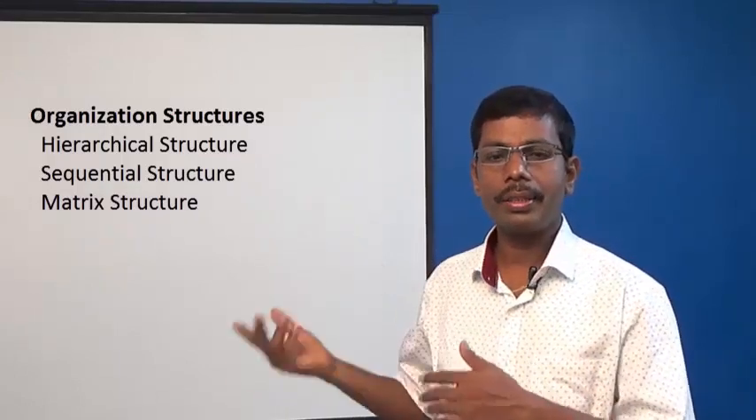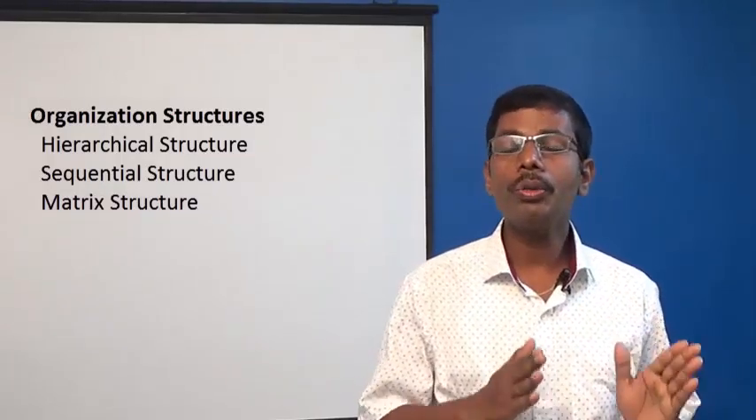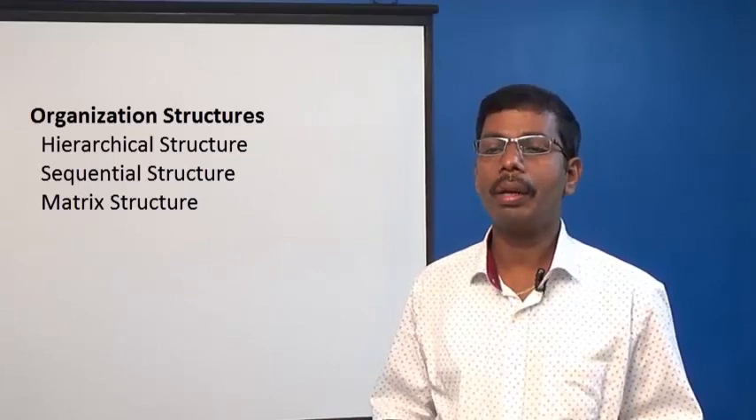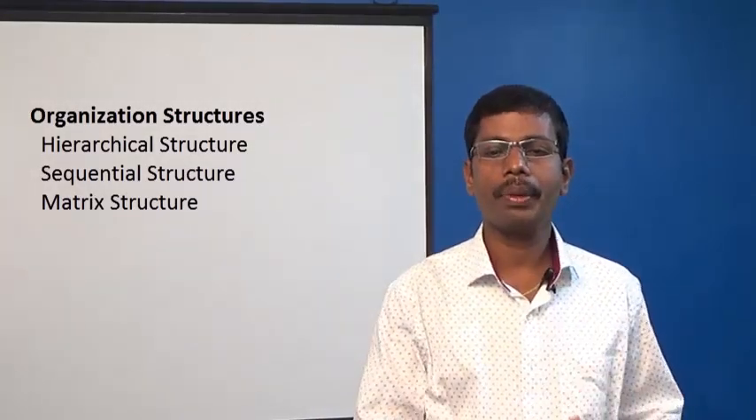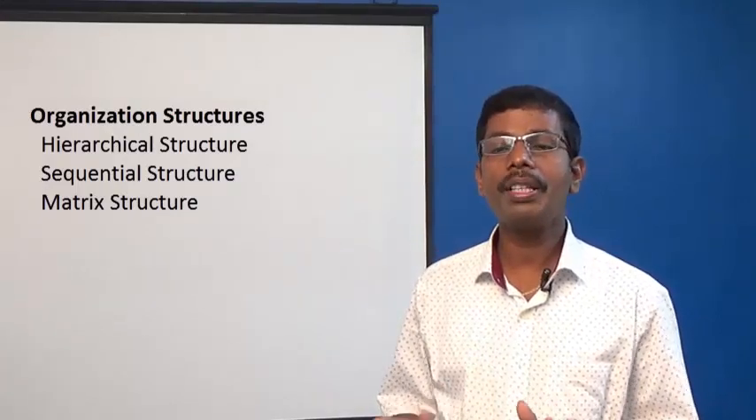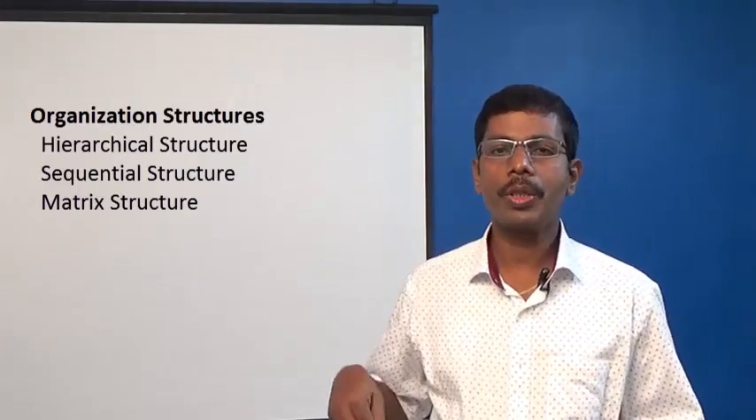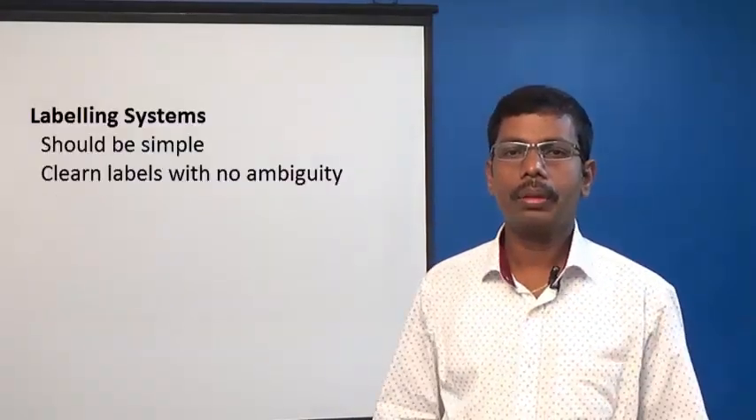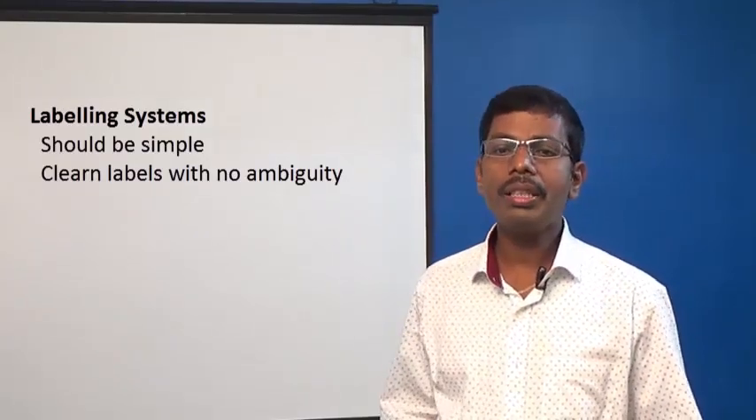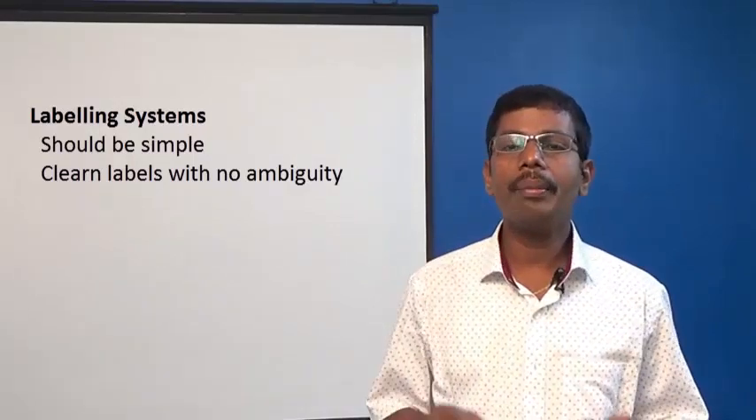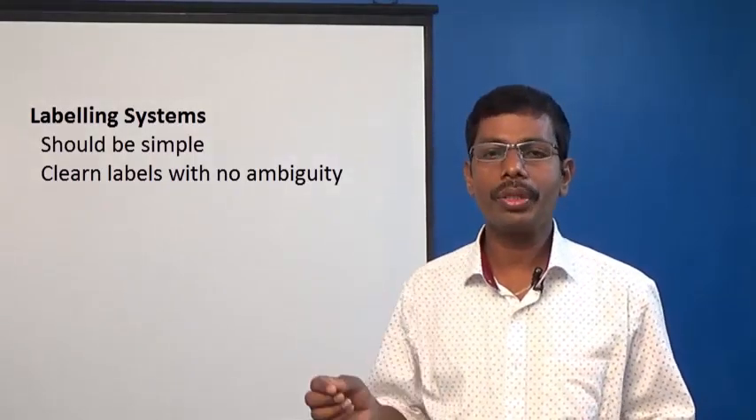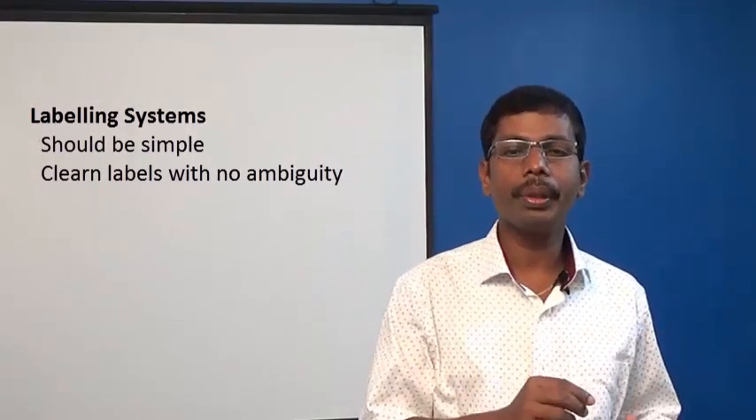The matrix structure allows users to determine their own path since content is linked in numerous ways. A matrix structure will have a mix of hierarchical and sequential structures. Then labeling systems. Labeling systems means how you represent information. The label should look familiar to the end user. Then it should be simple.